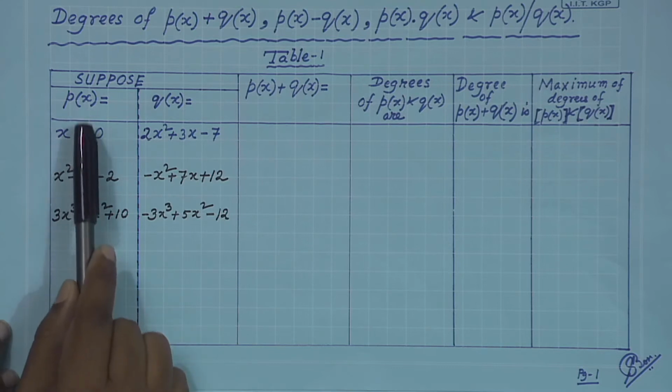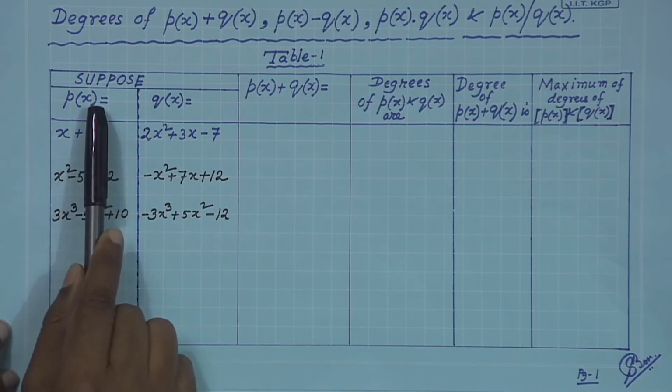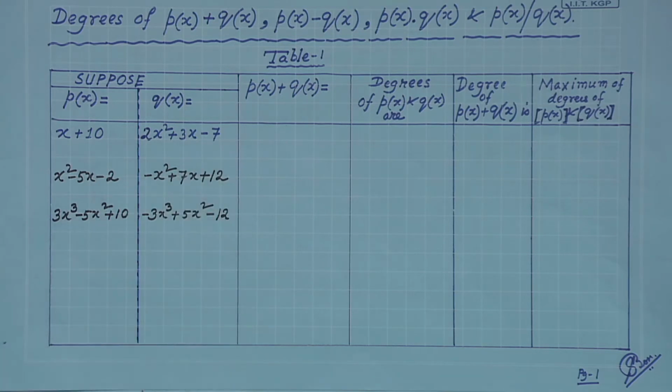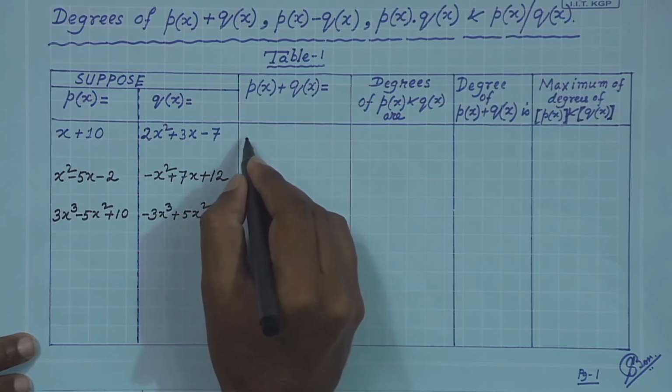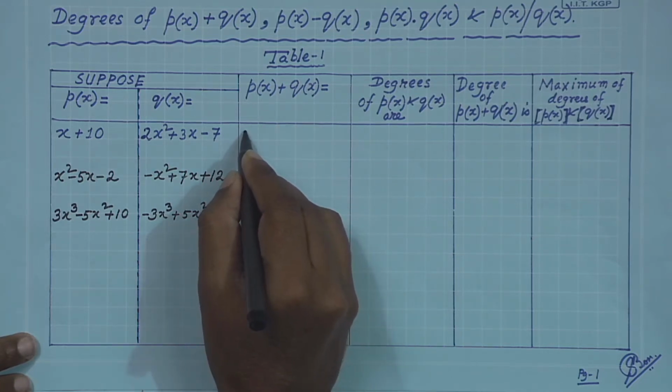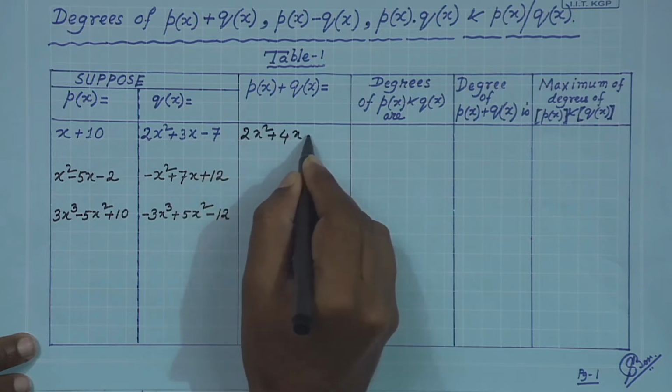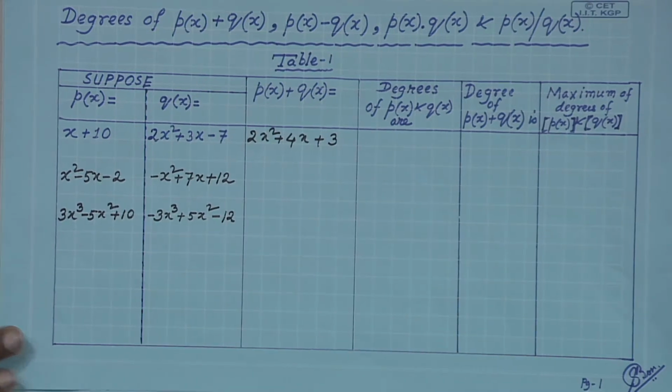For the first case, x plus 10 as the first polynomial and 2x square plus 3x minus 7 for the second. Just tell me what will be the sum of these two polynomials. P(x) plus q(x) is equal to? It will be 2x square plus 4x plus 3. Now, find out the degrees of p(x), q(x) and p(x) plus q(x).